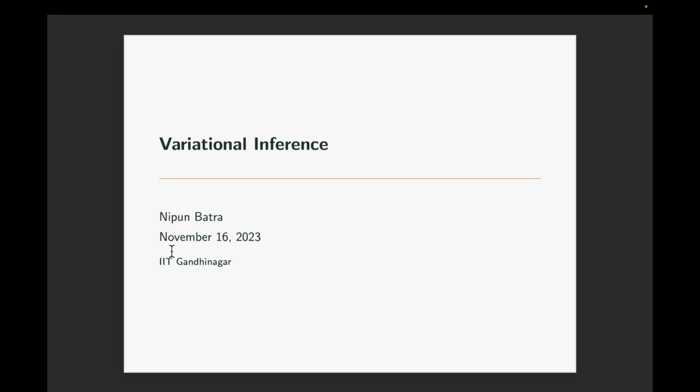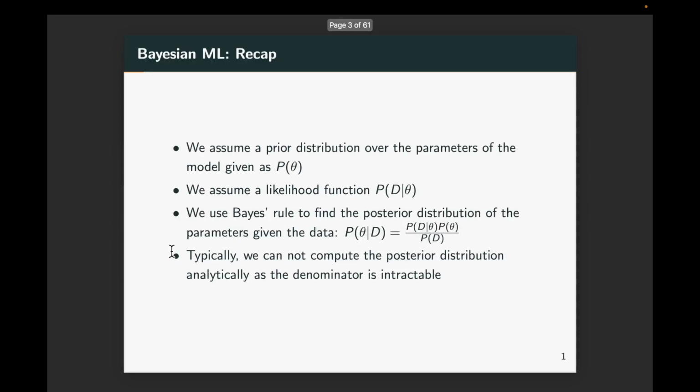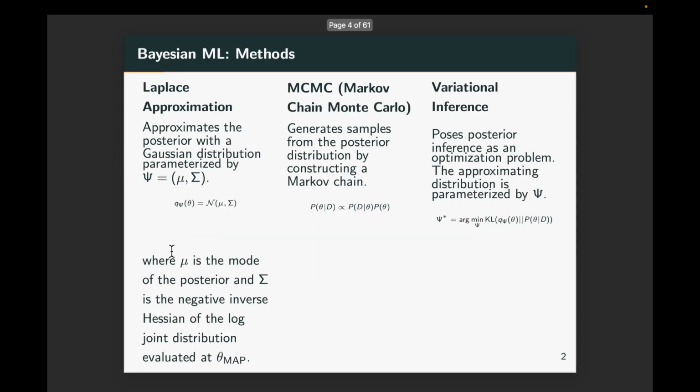Last time we started the discussion on variational inference. The main idea was we were looking at three different methods of computing the posterior. The first method that we looked at in the class was Laplace approximation, where we say that the posterior is approximated as a normal distribution with a certain mean vector and a certain covariance matrix. The mean vector turned out to be the theta MAP, and the covariance turns out to be the negative inverse Hessian of the log joint, evaluated at theta MAP.